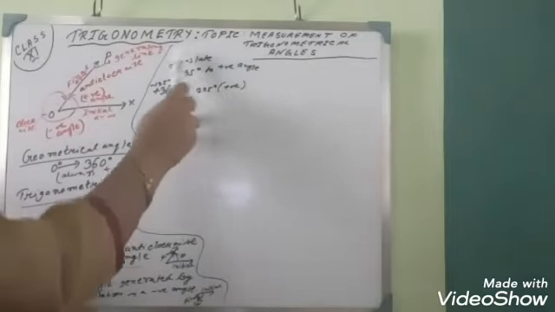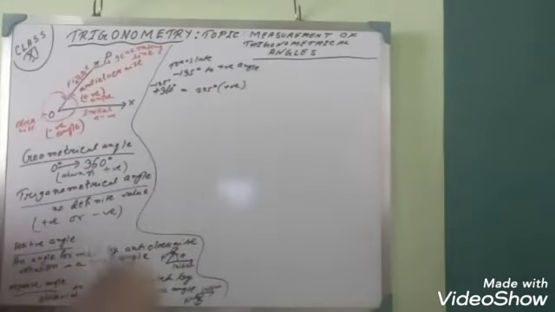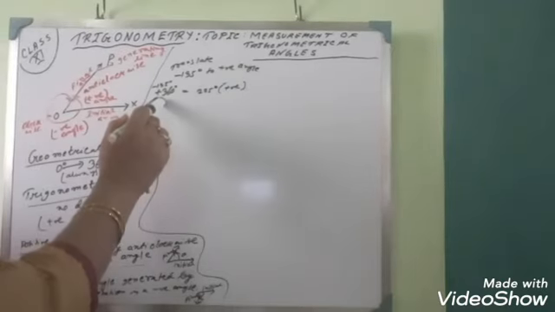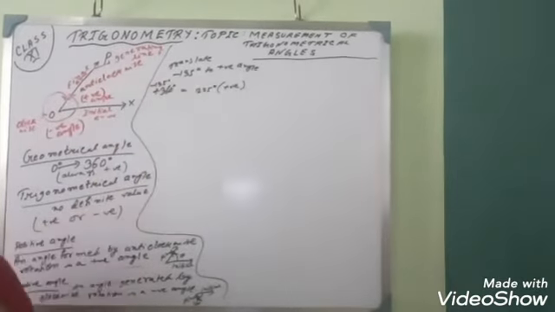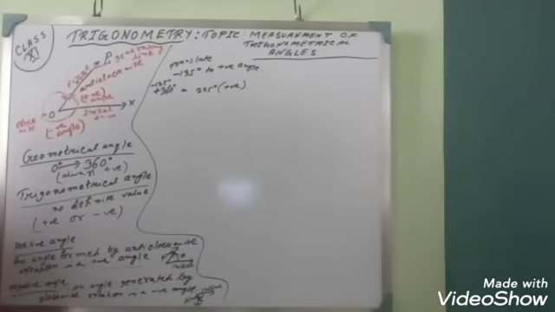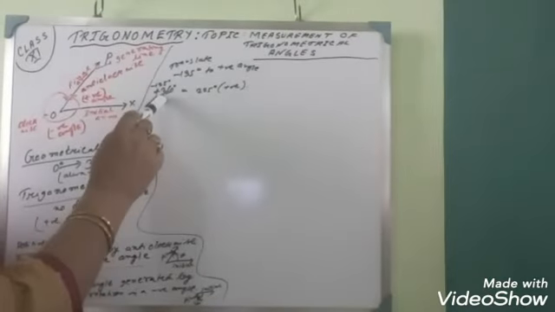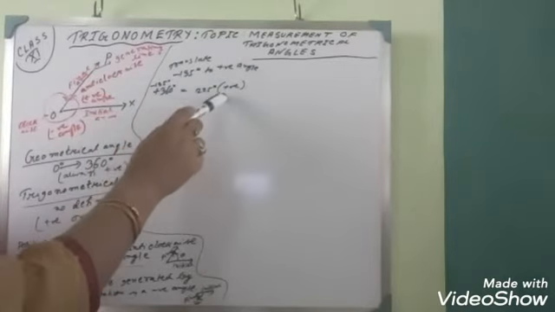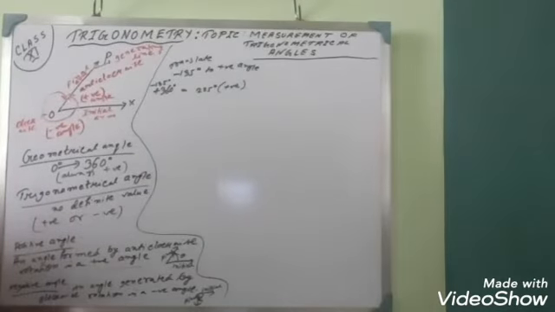But in trigonometry we can translate a negative angle to a positive angle. How? We can add 360 degree. The question is to translate minus 135 degree to a positive angle. Simply, minus 135 degree plus 360 degree gives 225 degree, that is a positive angle. So if we draw 225 degree, that is equivalent to minus 135 degree.